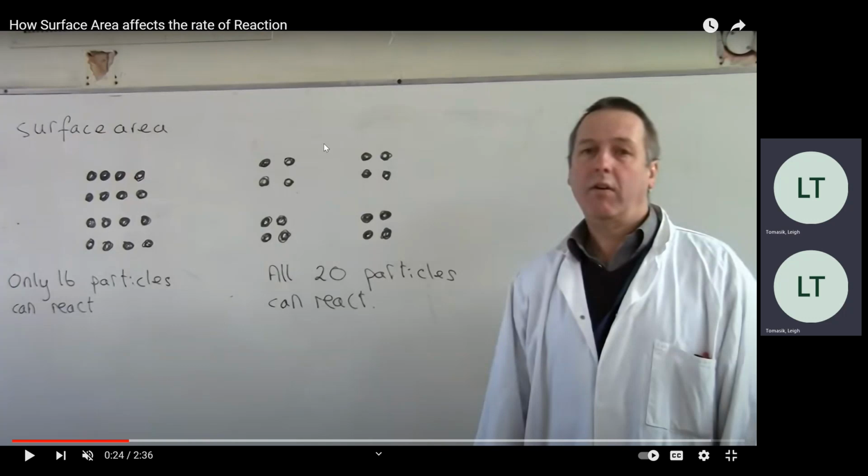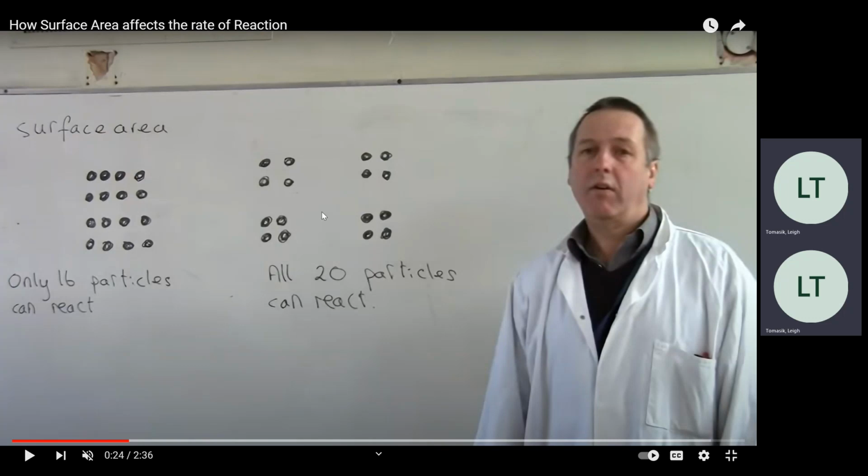Okay, so in this one, they're all broken into smaller particles. You can see there's space between them for the acid to come in and react with the metal. So it can touch the two on the top and the two on the bottom of each particle. So all 16 particles can react. Man, I can't believe he put that up on YouTube and he couldn't count to 16.